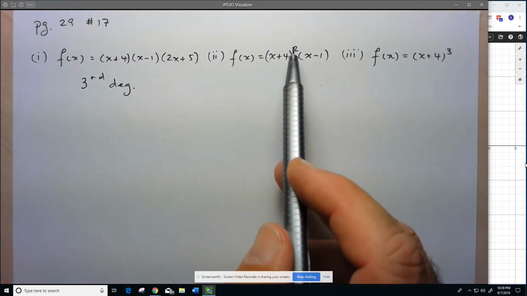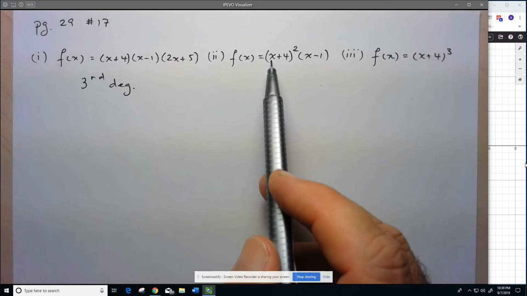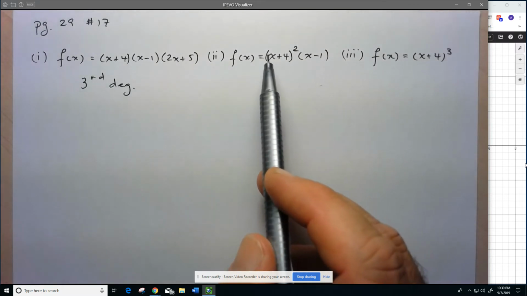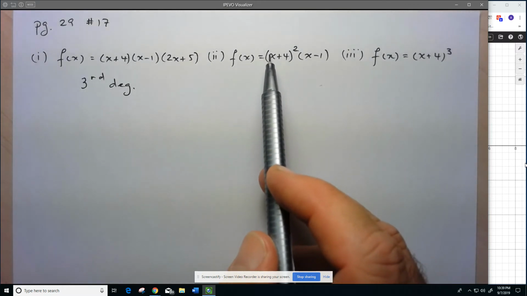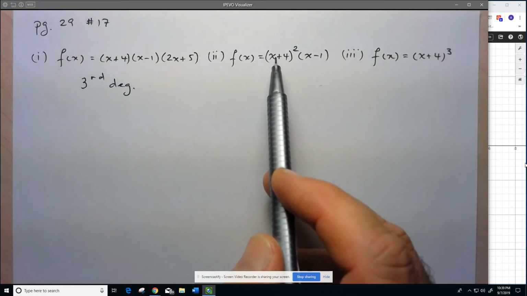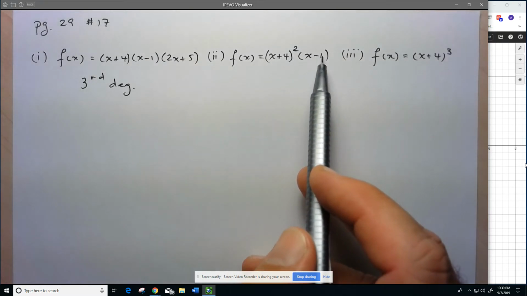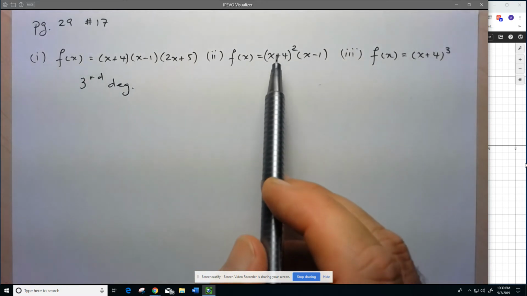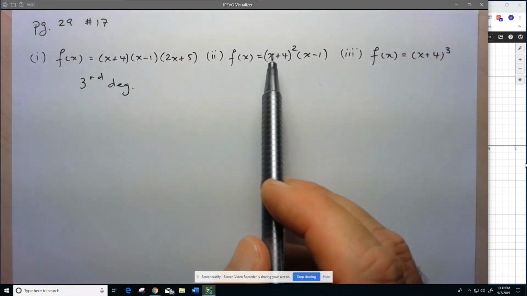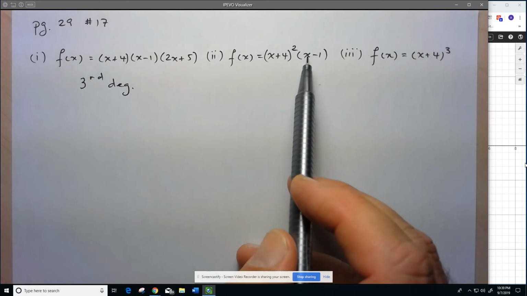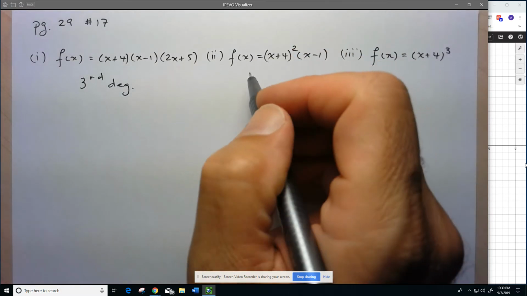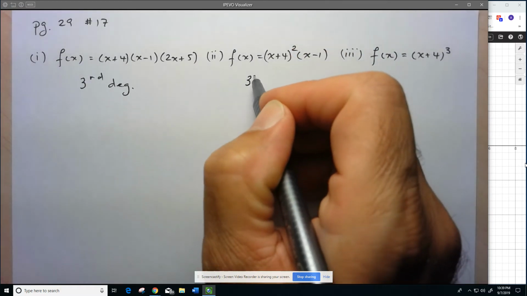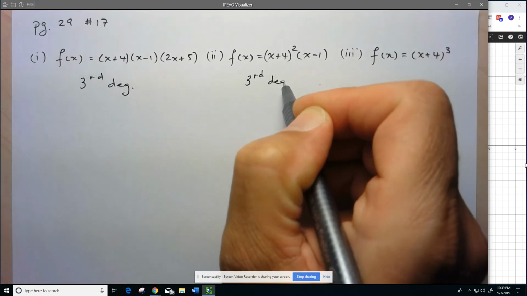If we take a look at the second one, again, here I have x plus 4 squared. That's going to be equal to x squared plus 8x plus 16. I'm only interested in the x squared portion, because when I then multiply that by x minus 1, it's only the two highest powers I'm interested in. So the highest power I get from the first factor is x squared times the x, which gives me an x cubed. So yet again, we're going to have a third degree polynomial.